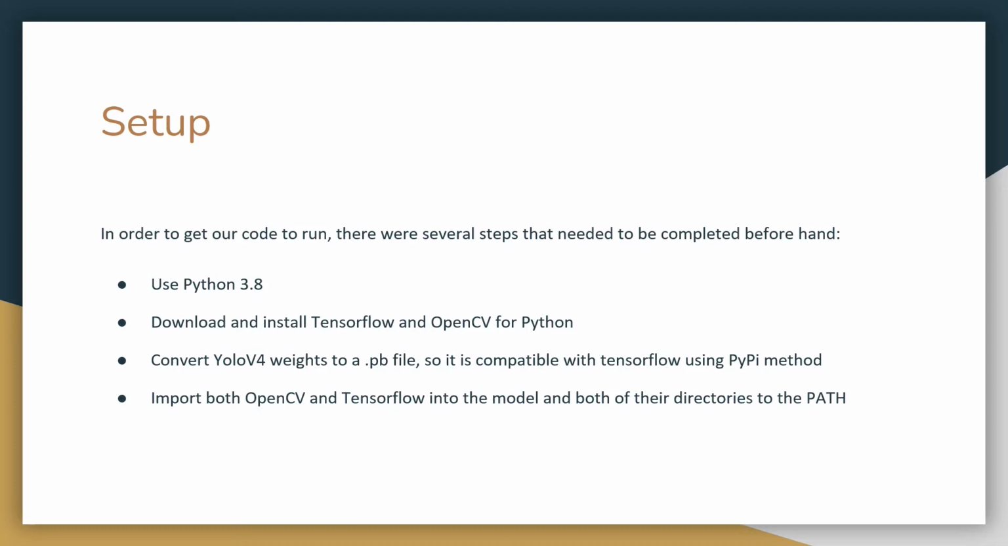TensorFlow and OpenCV then needed to be installed. We used the package management software pip to accomplish this task. Next, the YOLO v4 weights were converted to a .pb file so they could be used with TensorFlow. There are a couple different ways to do this, but we accomplished it using the official method posted on PyPy. Finally, both OpenCV and TensorFlow needed to be initialized or included into the code. This was done using #include and by adding the file location to the system path, which allows the two softwares to be referenced.